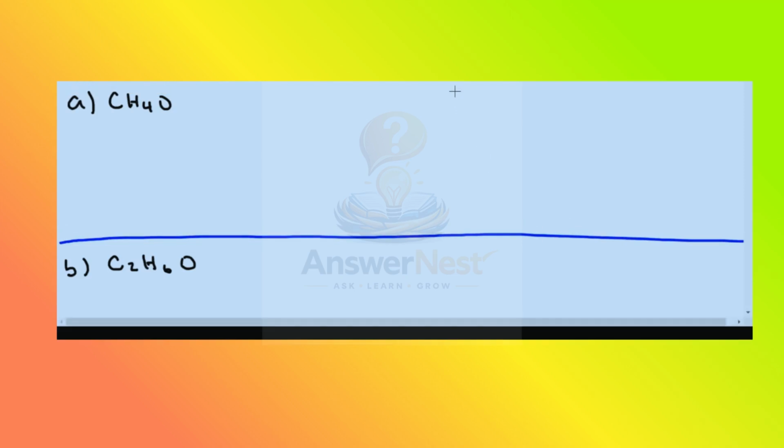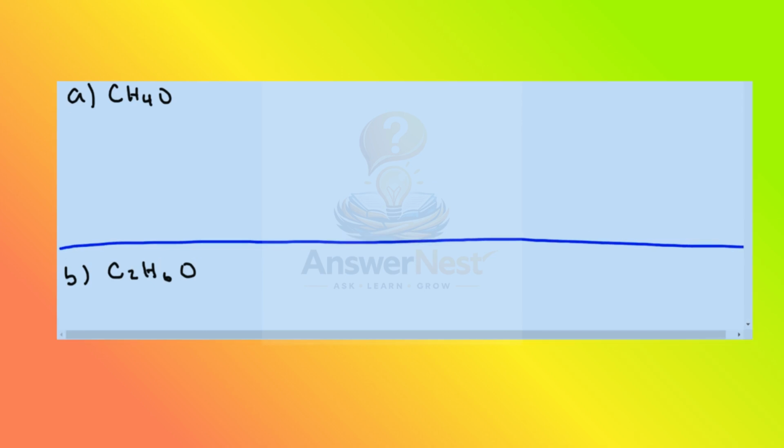Hey guys, so in this question, we're asked to find the structures for each of these compounds given just the molecular formula. So in part A, we have CH4O. So the first thing I'm going to do is start off with making a carbon chain. Since we only have one carbon, we'll just draw one carbon here. And I'm going to bind my oxygen to that carbon.